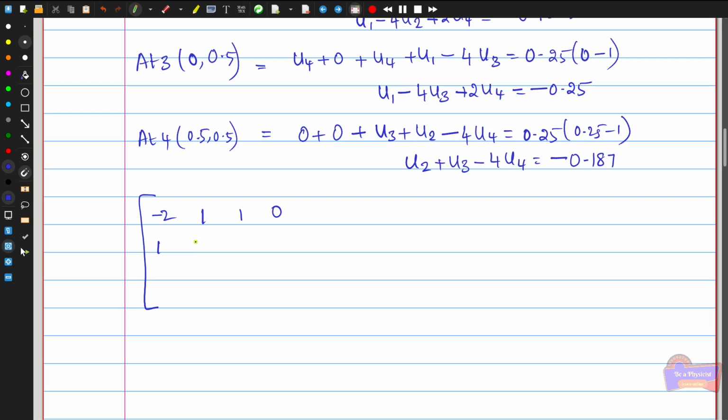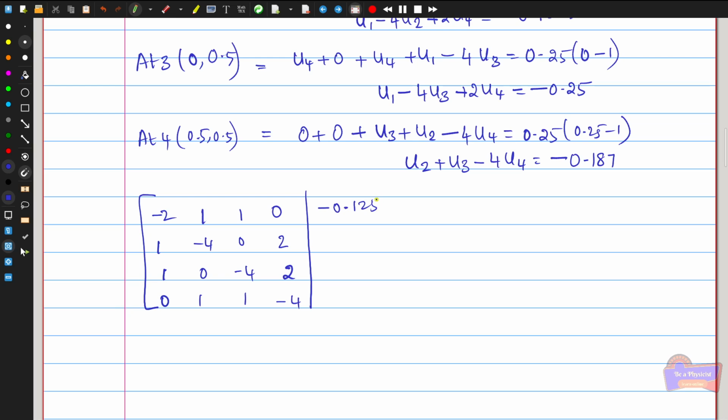The second row is 1, minus 4, 0, 2. Similarly 1, 0, minus 4, 2, and 0, 1, 1, minus 4. So these are the coefficients of u1, u2, u3 and u4, and in the right hand side I have minus 0.125, minus 0.1875, minus 0.25 and minus 0.1875. Okay, so this is the equation.